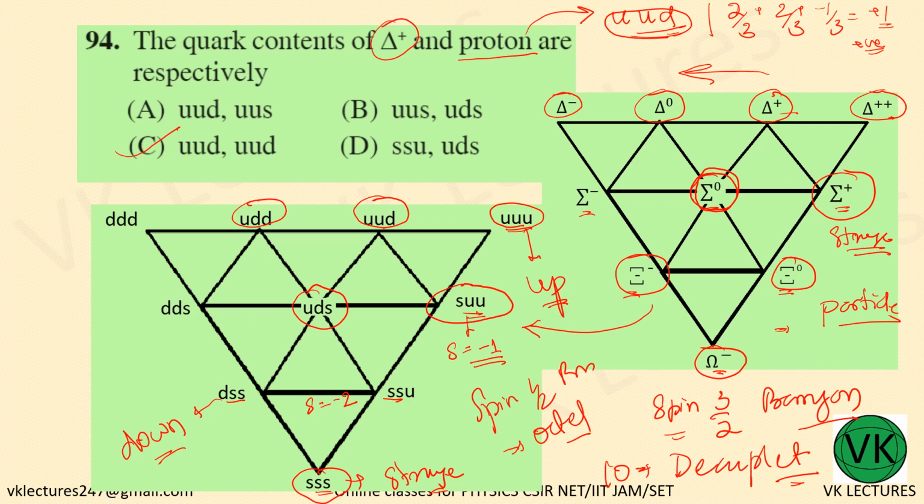Okay, for this omega minus, how many strange particles are there? 3. So omega minus is having 3 strange particles. So S is equal to minus 3.